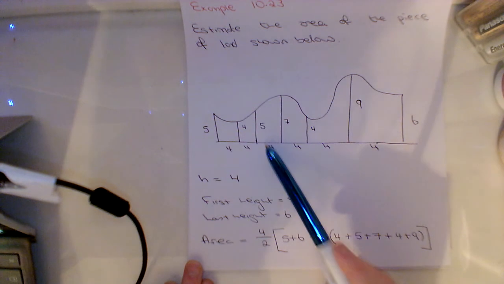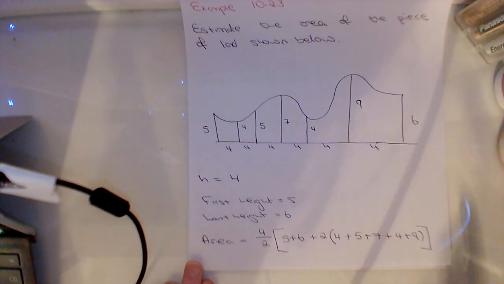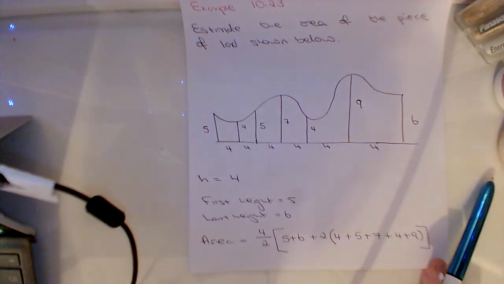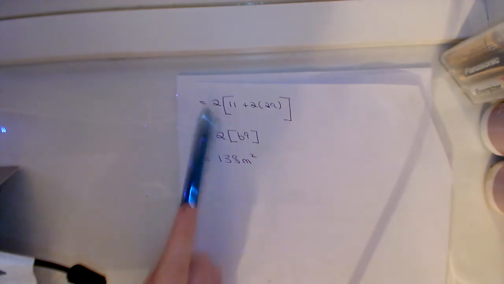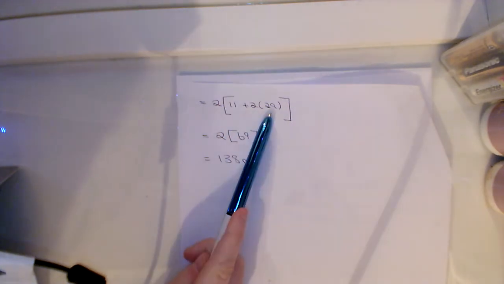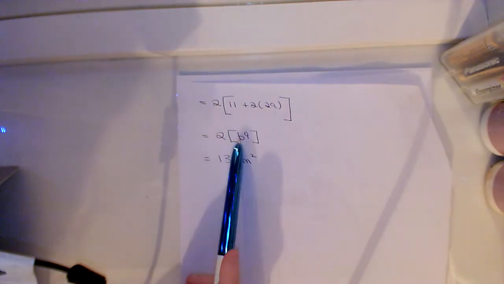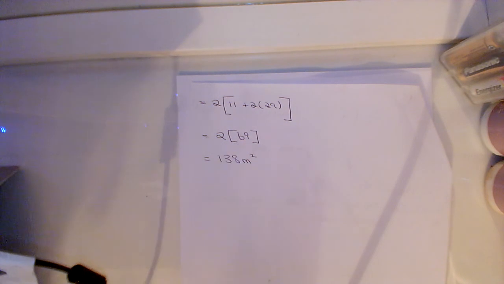And then I'm left with 2, bracket 11 plus 2 times 29, and inside that I work it out, it's 69, and I get 2 times 69, and my answer will be 138 meters squared as an approximation of the area underneath that curve.